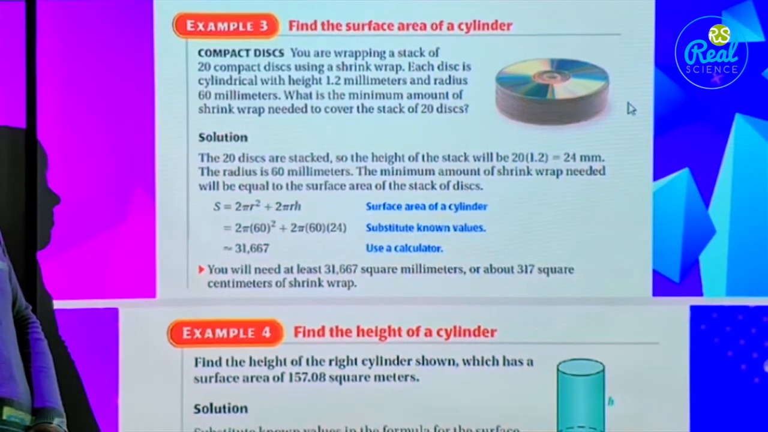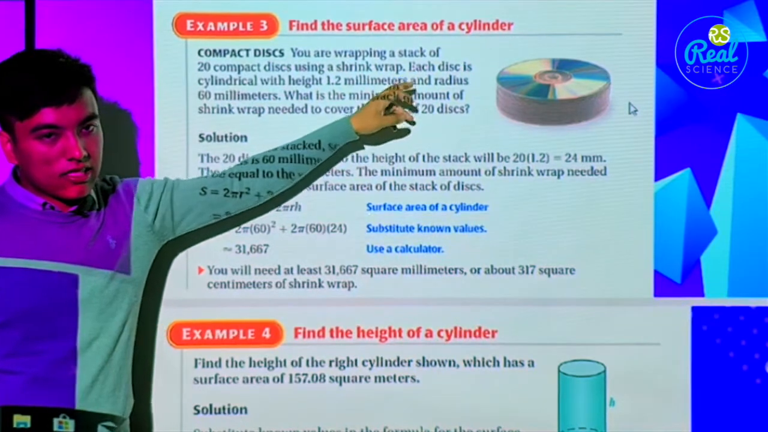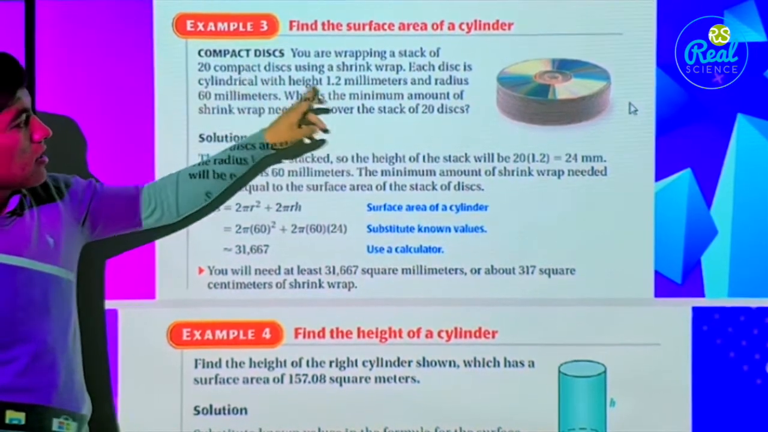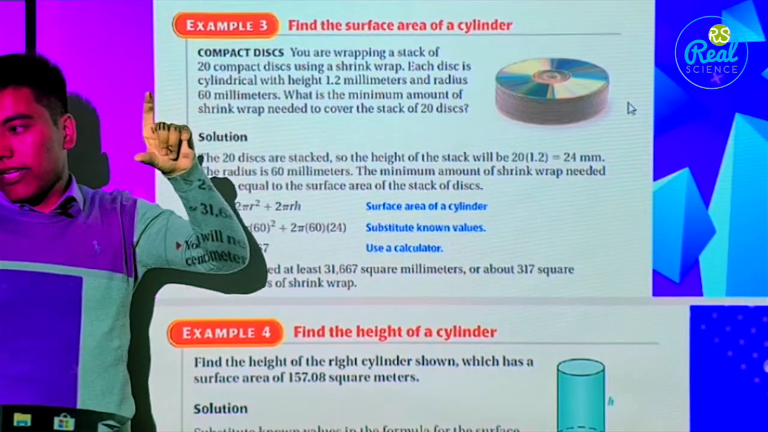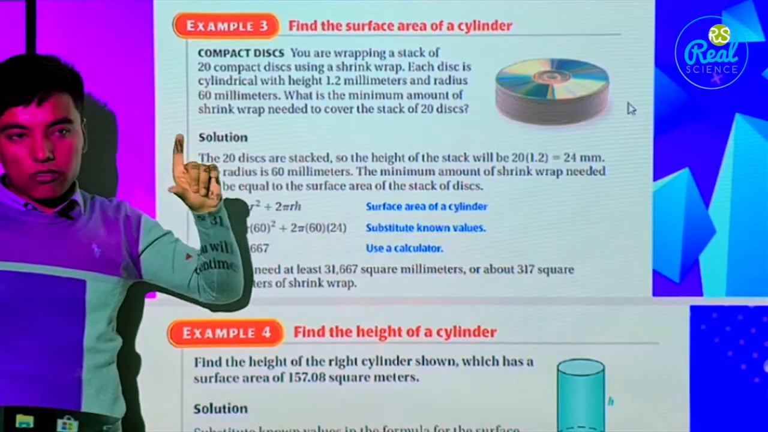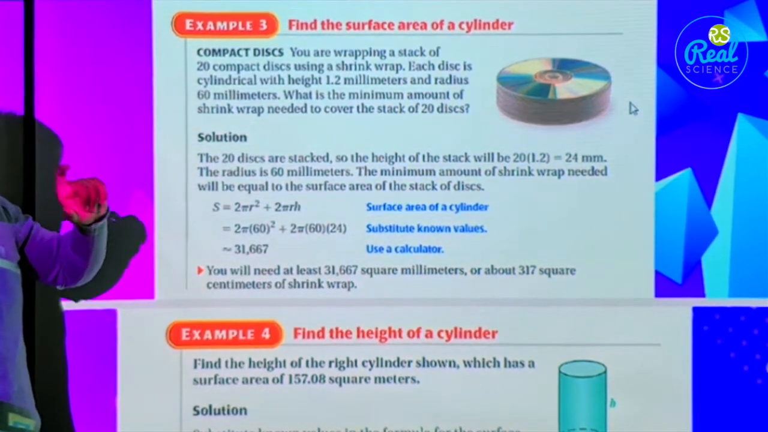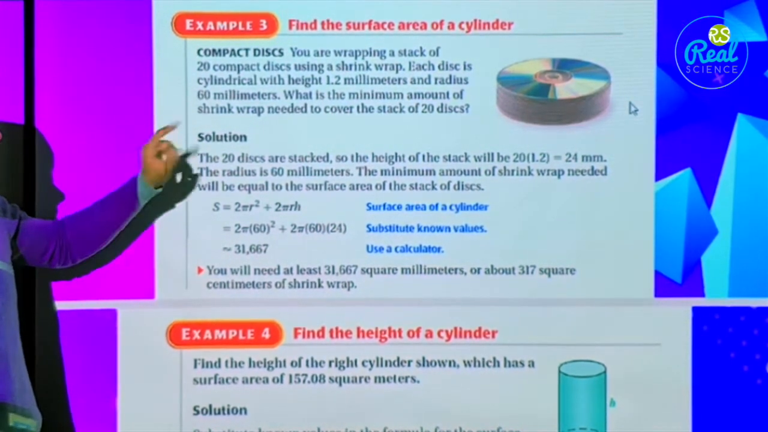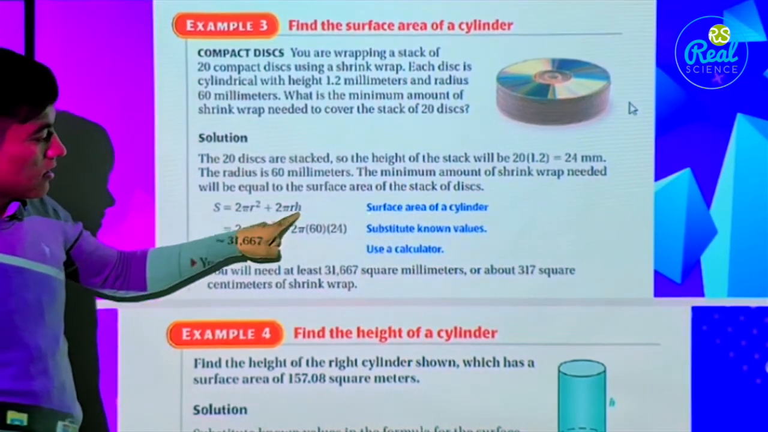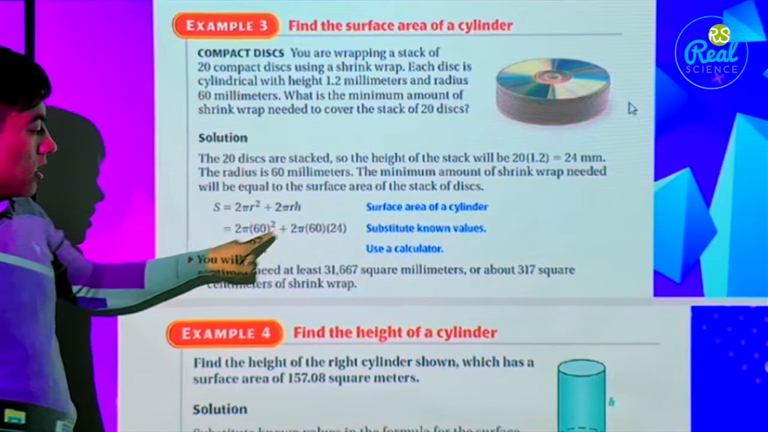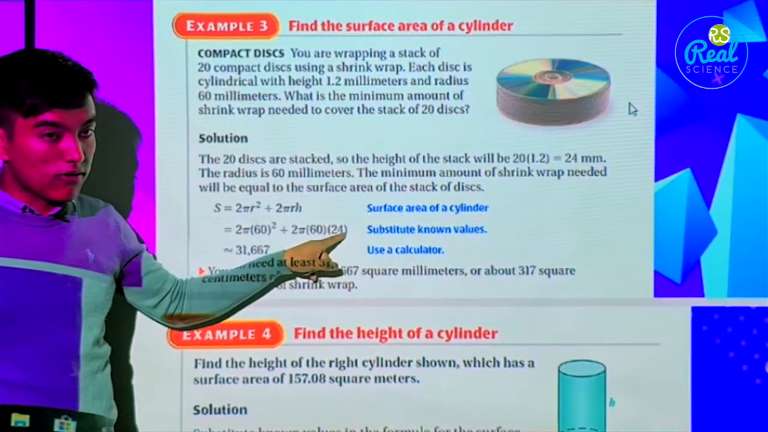First of all, height is for each disc. We have 20 discs. We're going to multiply by 20 to find the overall height. 20 times 1.2, it's 24, the overall height. Now we have the overall height, and radius is 60 millimeters. Now we can use the formula: 2 pi 60 squared plus 2 pi 60 times 24.